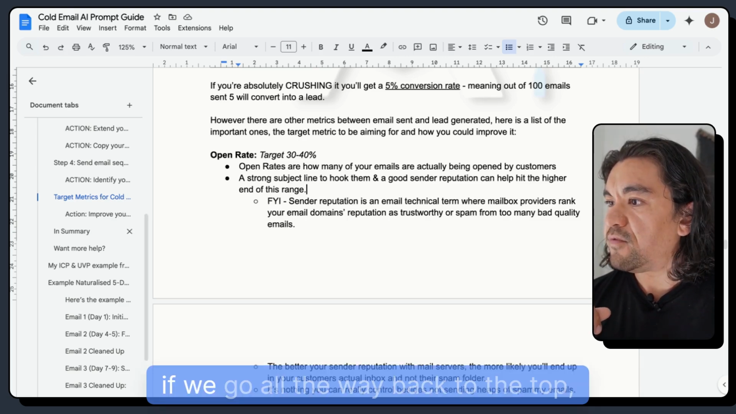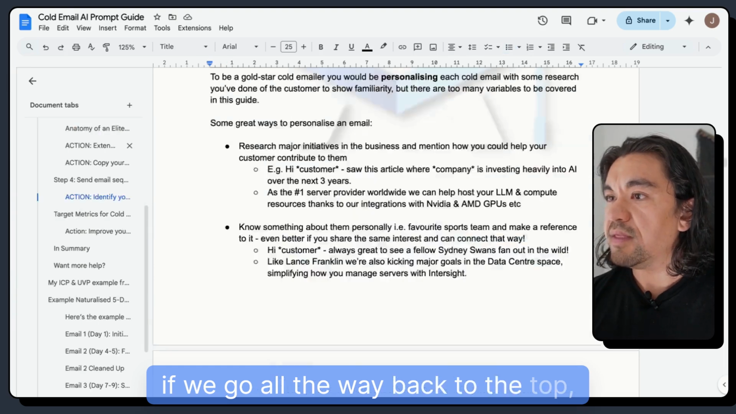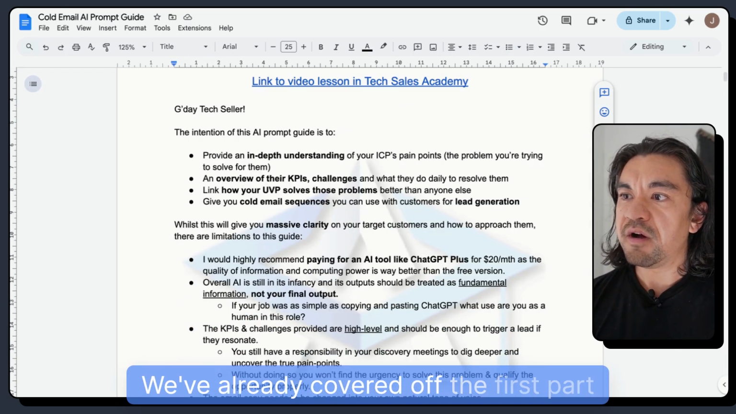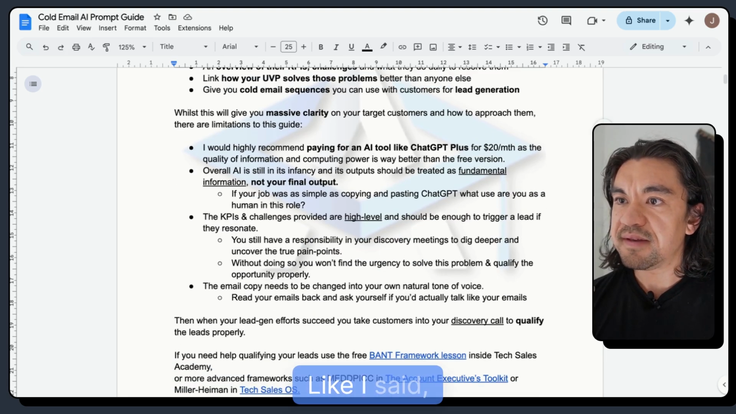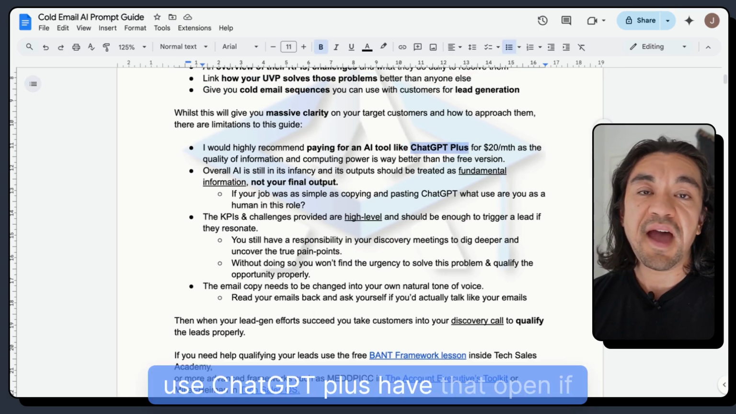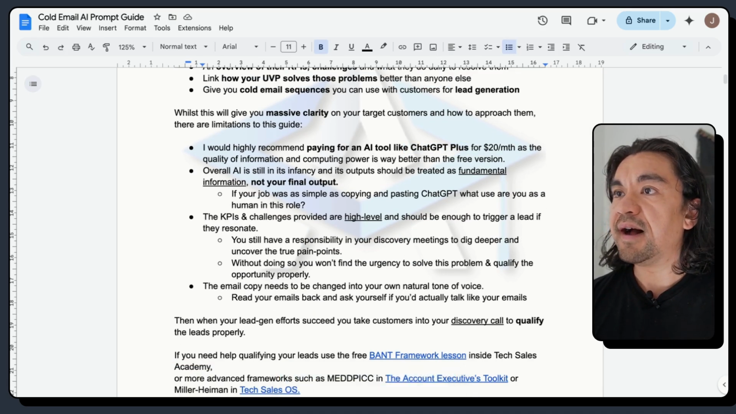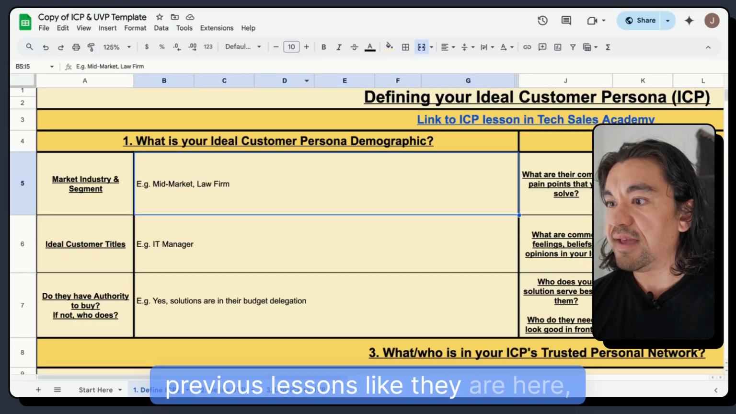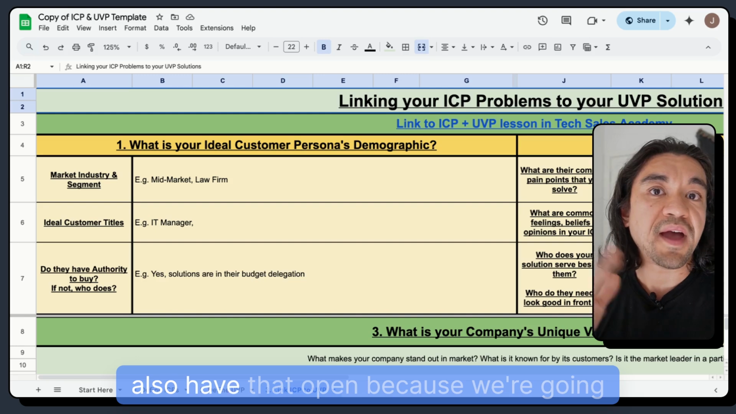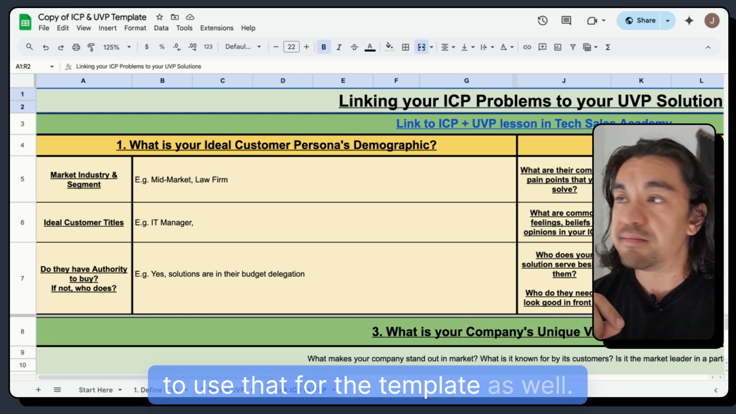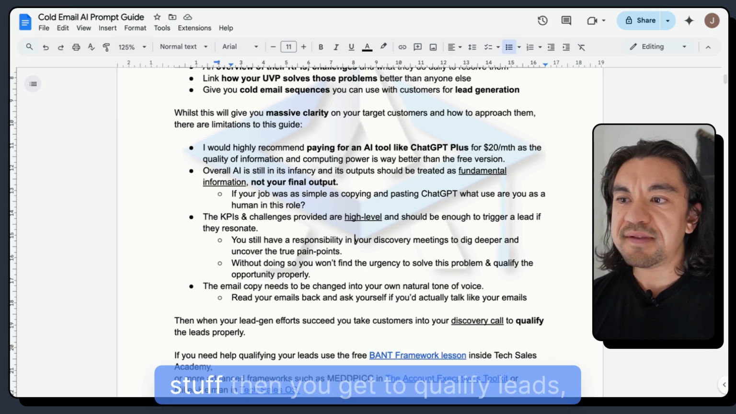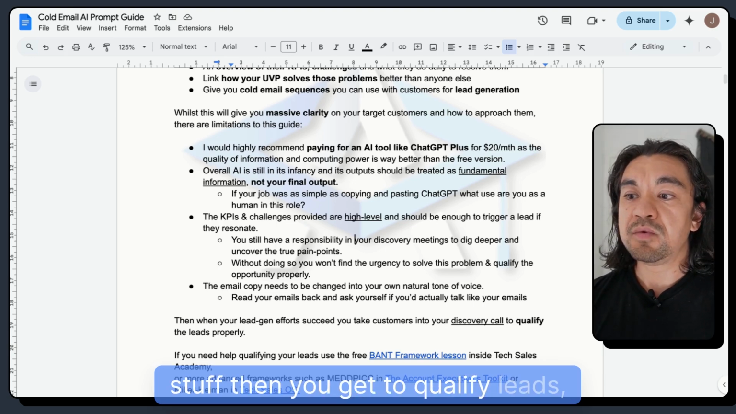So first, if we go all the way back to the top, this is the guide here. We've already covered off the first part in the conversation. Like I said, use ChatGPT Plus, have that open. If you've done the ICP and UVP templates from the previous lessons, like they are here, boom, also have that open because we're going to use that for the template as well. And then once you've got all this stuff, then you get to qualify leads.